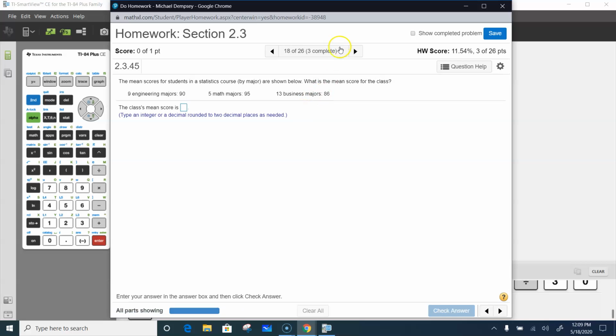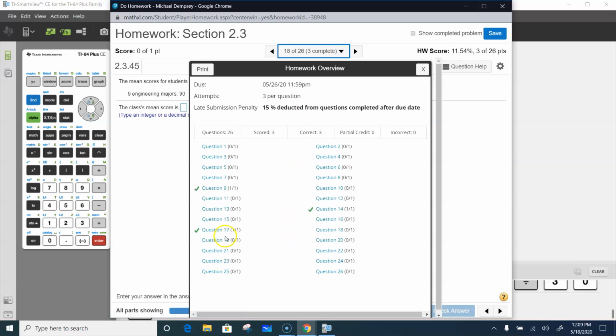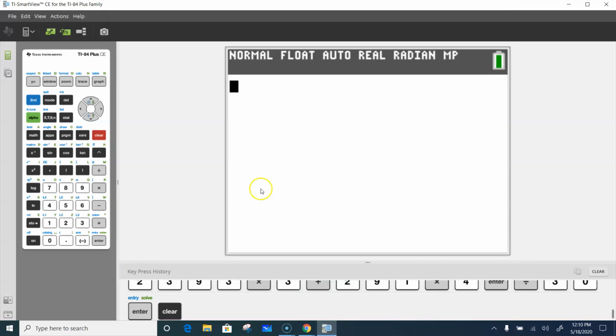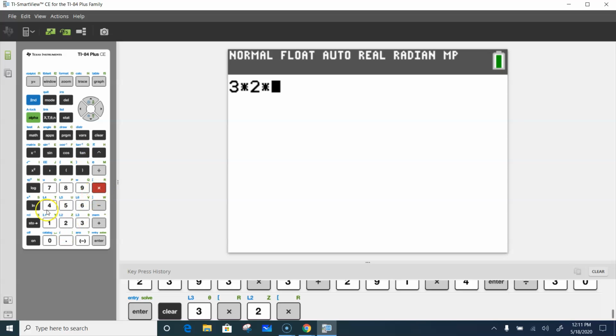Okay, let's jump to number 19. So we're going to take total points earned divided by total points, or total credits rather. So the B in 2 4-credit classes, right? The B is worth 3 points, okay? And it's in 2 different classes. So we're going to have a B that's worth 3 points, times 2 times that happened, times the 4 credits, okay? That's the first piece of this.